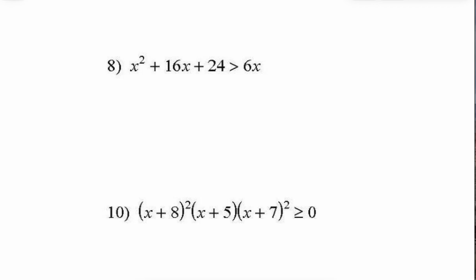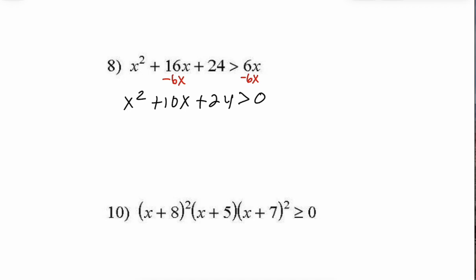So again, this isn't related to 0, so that 6x is in the wrong location. So the first thing you always do is you have to relate it to 0, however you want to do that, but in this case, just subtract 6x from both sides. So we get x squared plus 10x plus 24 is greater than 0.